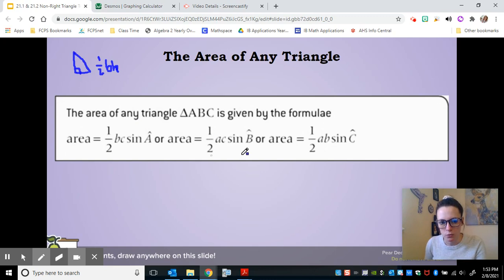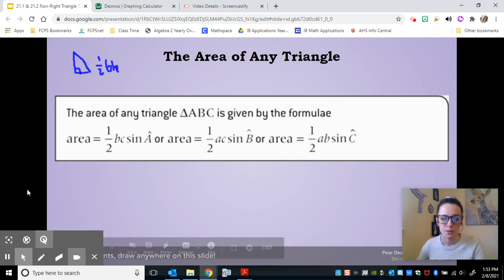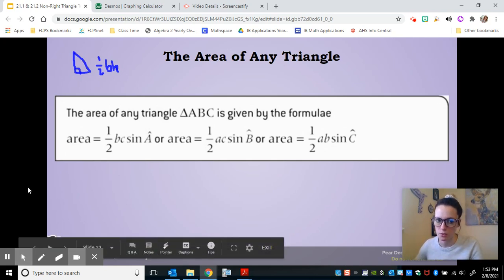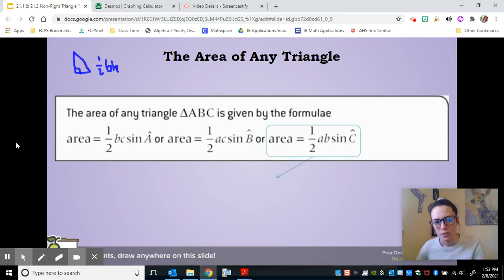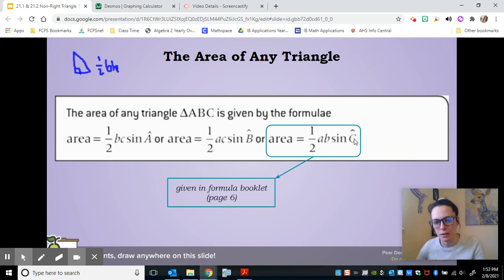So these formulas work when you are given two sides and the angle between them, or a side angle side triangle. Similar to our sine rule and our cosine rule, though, or at least the cosine rule, IB doesn't give us all three. They only give us this one. They like those C's. So they give us the one formula where it's 1/2 times sides A and B times the sine of angle C.